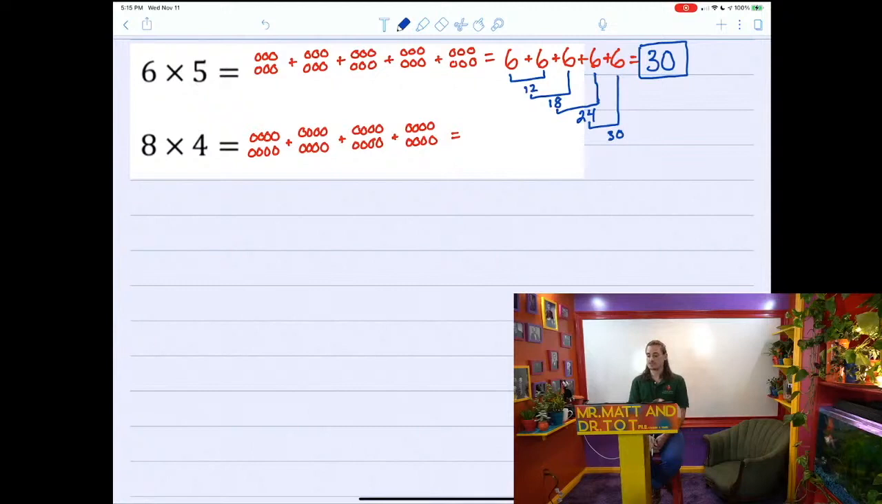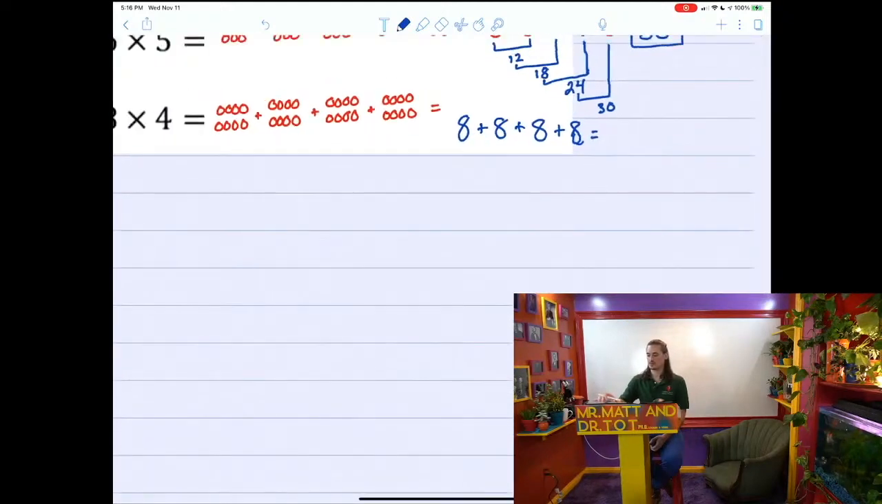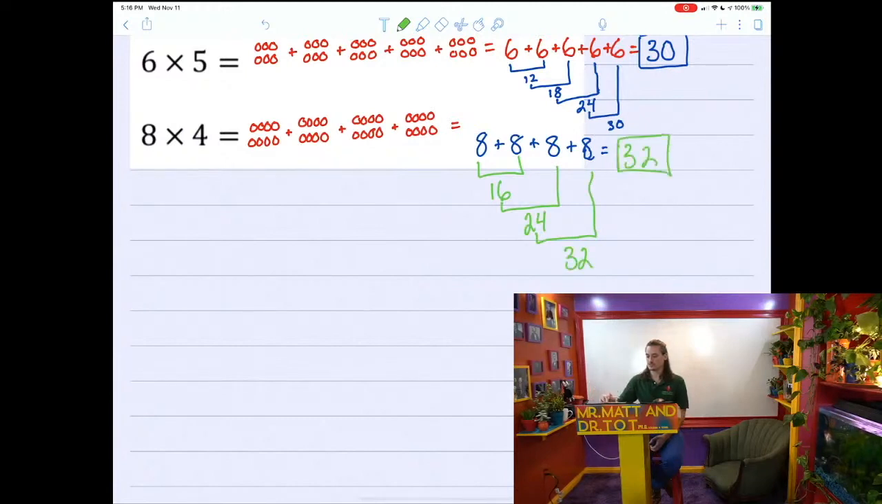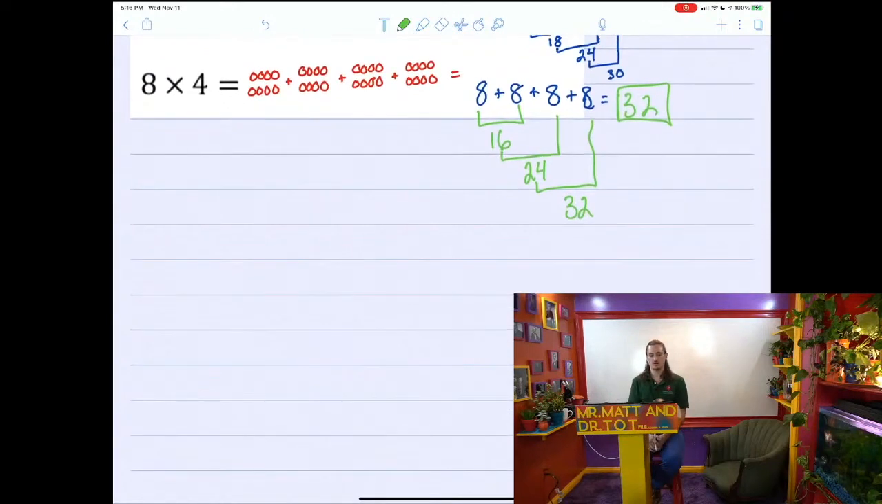Eight times four, same type of thing. We can think about this as eight plus itself four times. So you could write out individual tokens to represent that and count them all up. Or we can recognize that eight represents eight items. So this is the same thing as eight plus eight plus eight plus eight. Recognize that 8 plus 8 is 16, 16 plus 8 is 24, 24 plus 8 is 32. So 8 times 4 is 32.